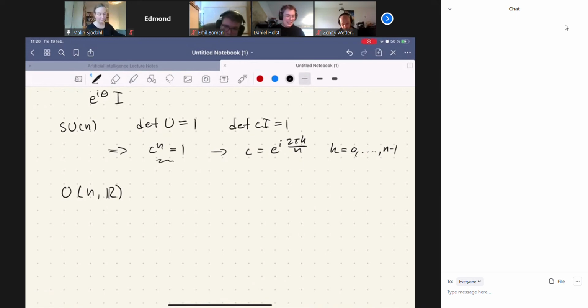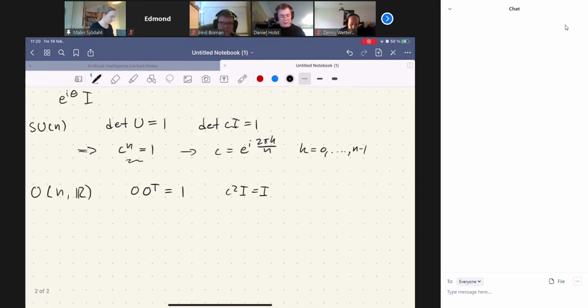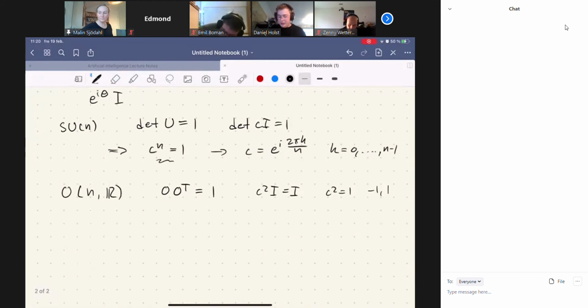Thanks. Okay. So for this group we have the same property as the unitary group, but for the reals they're basically the same thing. Then we get that C squared I should be equal to I. Well, of course, if we're in the reals, we know that this only has 2 solutions, minus 1 and 1. So we have that the center group for the orthogonal group is minus I and I.